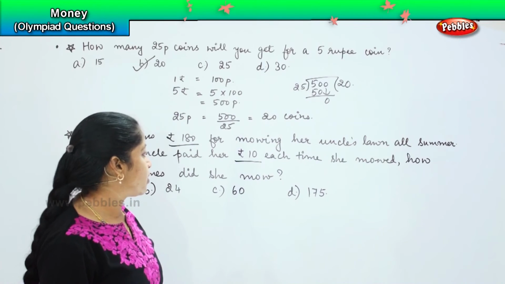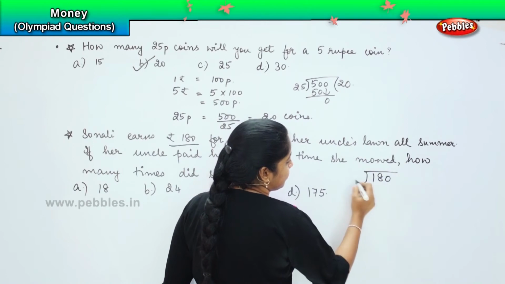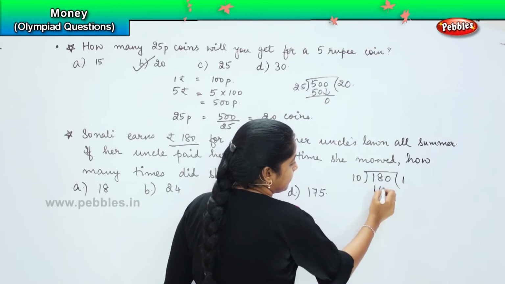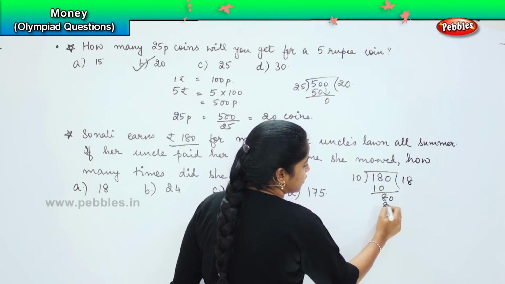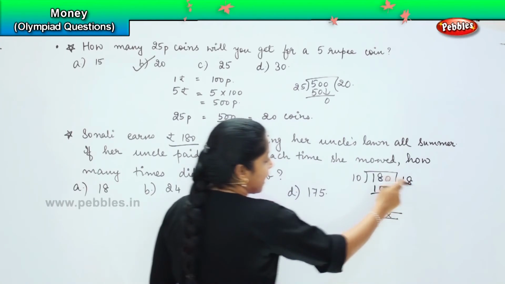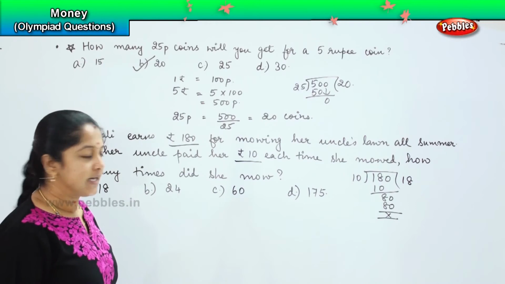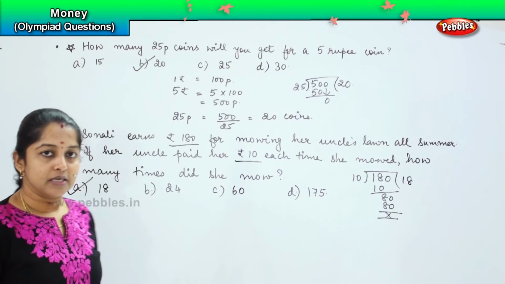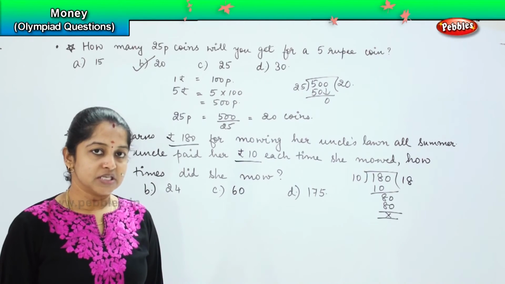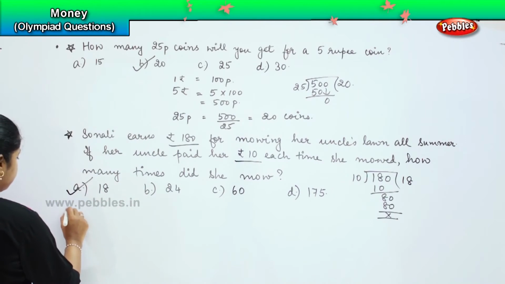So what are we going to do, children? So it's a simple division, right? So 180 divided by 10. So 1 time and then 10 into 8 is 18. So which means that she would have mowed 18 times in order to get the amount of 180. Where is 18 here? Yes. So option A is the right answer. Clear? Shall we move to the next question? So here is your next question.